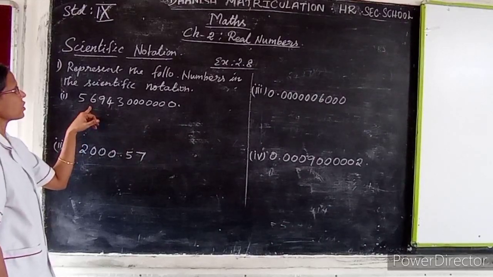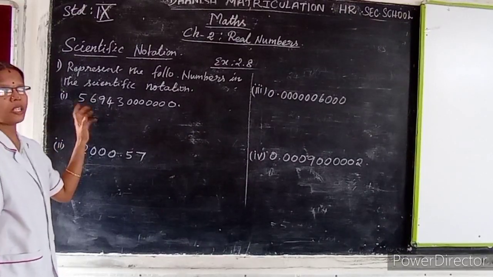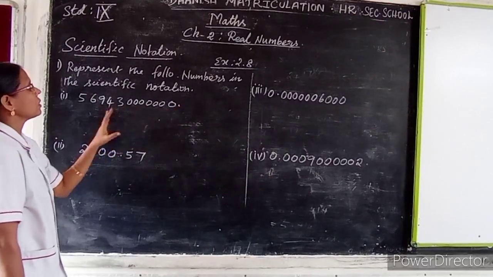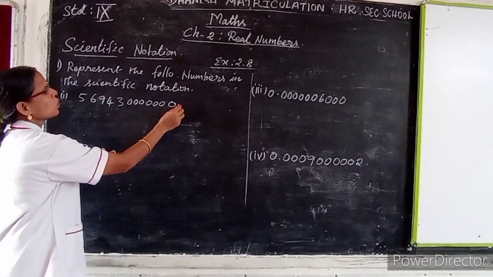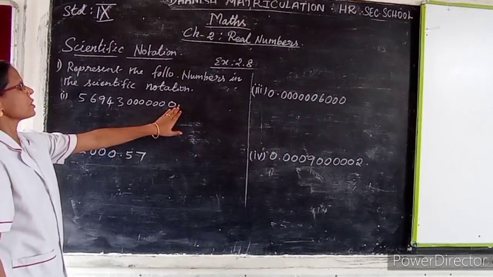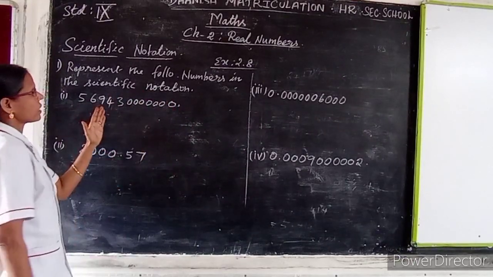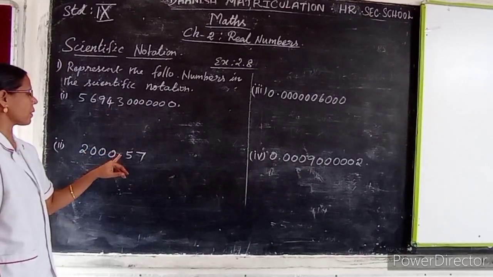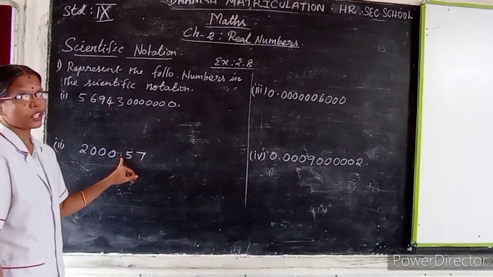So, how to write? There should be only one non-zero digit at the left side of the decimal point. Here, only our decimal point, there are so many digits. How to write this decimal into scientific notation? We move the decimal point from its original position to the left side, then we should write the power in positive. Suppose we move the decimal point to the right side of its original position, it means the power should be negative.